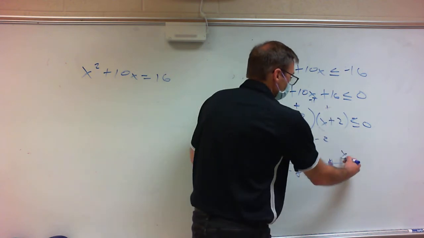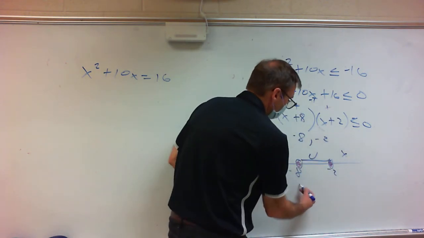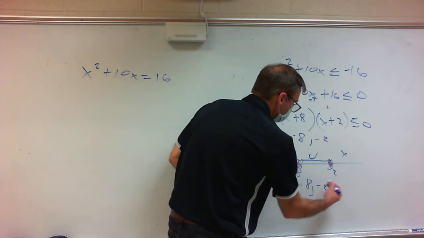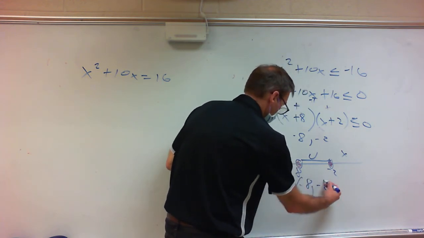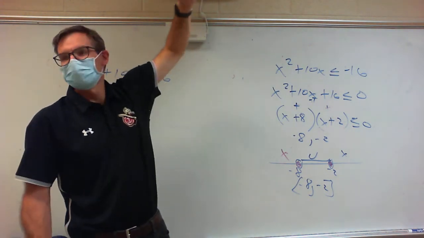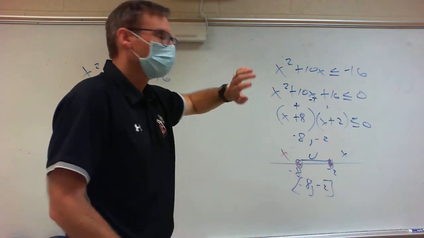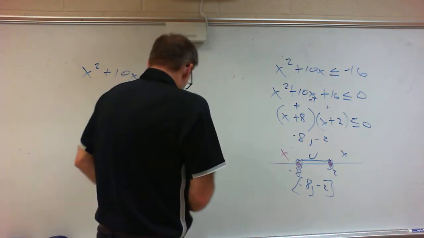And so this doesn't work, and so it turns out the only thing that does work is this interval from here to here. So I go from -8 to -2, and I get to include them. Does that make sense? Okay. All right.